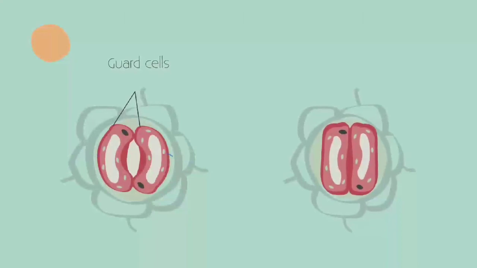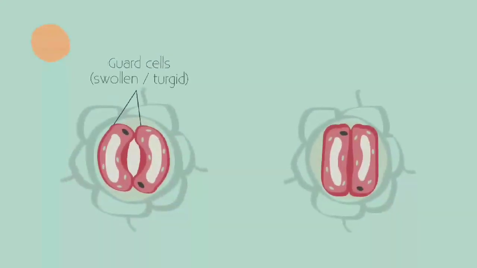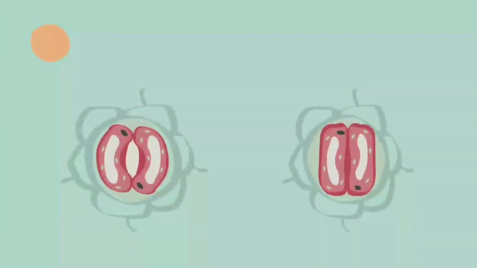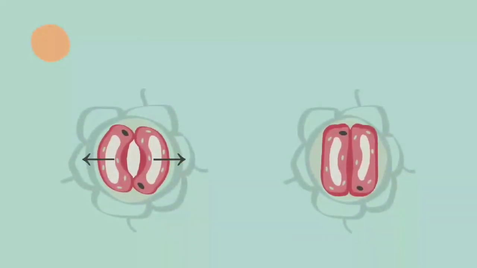Because the guard cells have a different cell wall thickness, when turgid, they bend more on the outside into sausage shapes. This opens the stomata, or the pore. Water can then be lost.